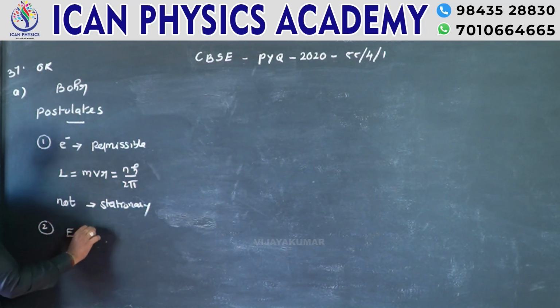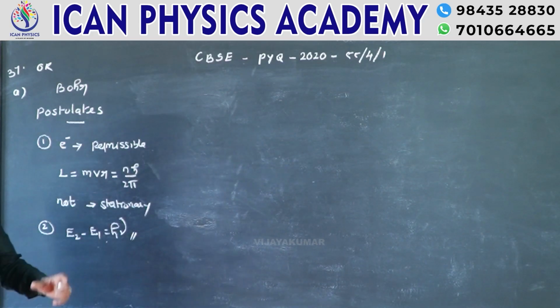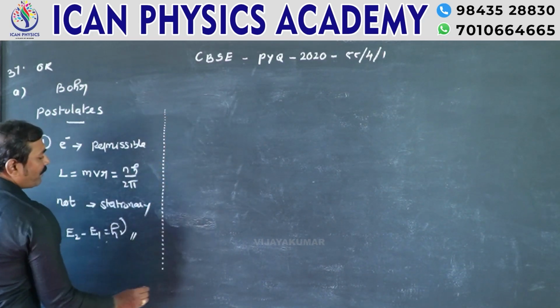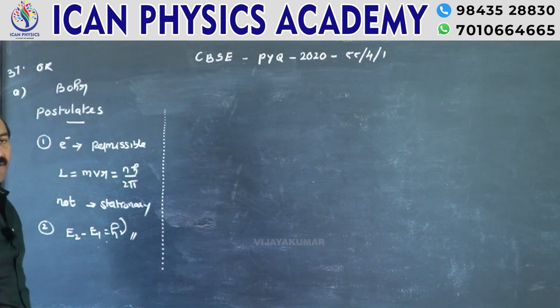So, E2 minus E1 equal to h nu. Okay. Then what is the second part of this question? That is, obtain the radius of Bohr orbit.